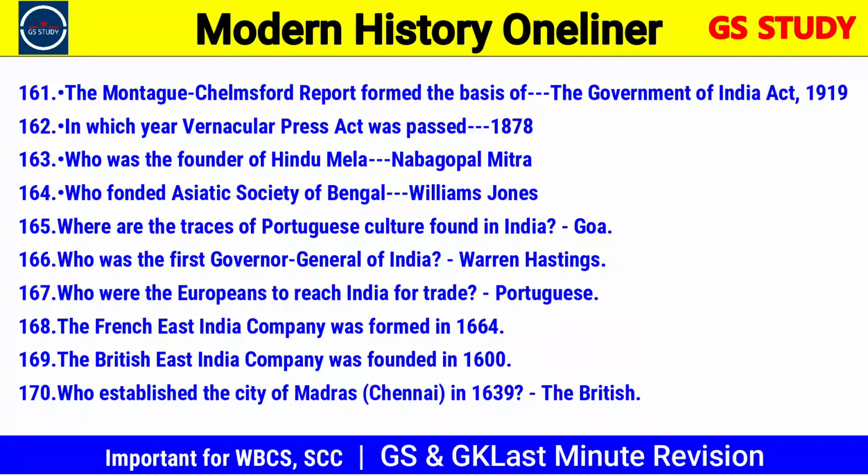167, who were the Europeans to reach India for trade, Portuguese. 168, the French East India Company was formed in 1664. 169, the British East India Company was founded in 1600. 170, who established the city of Madras, Chennai, in 1639, the British.